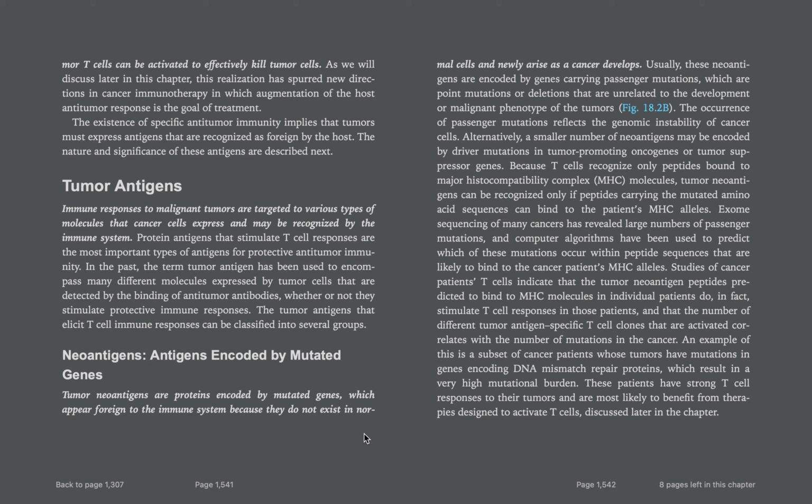The existence of specific anti-tumor immunity implies that tumors must express antigens that are recognized as foreign by the host. The nature and significance of these antigens are described next.